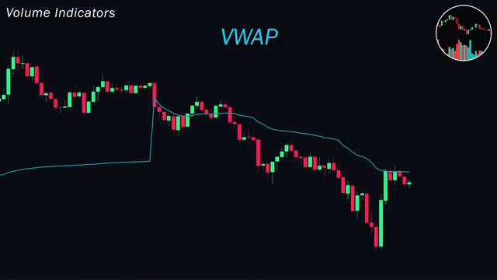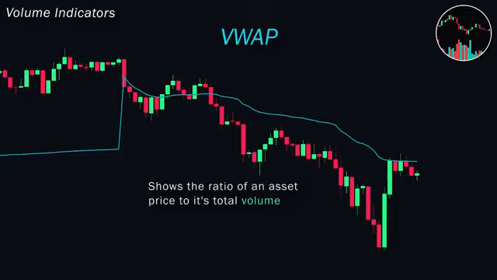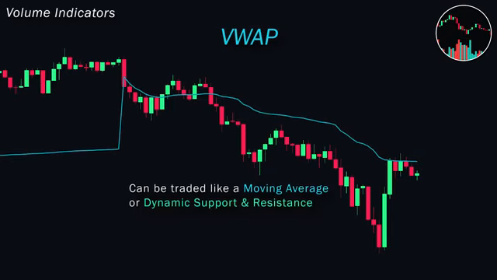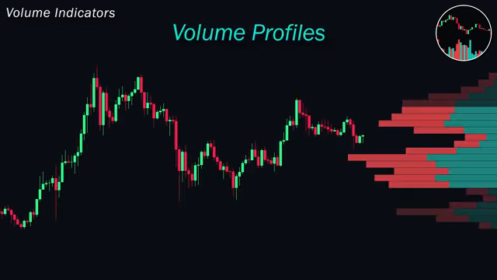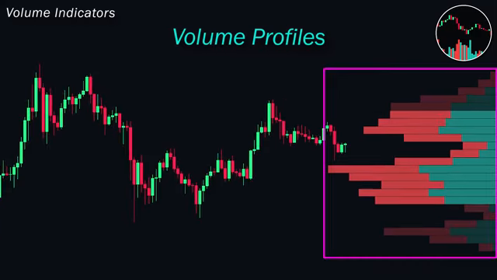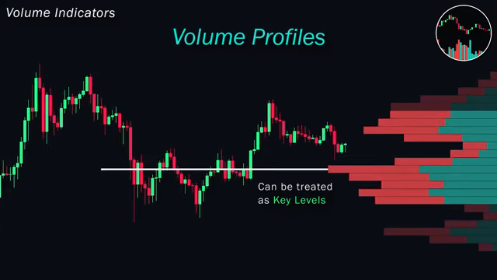Volume weighted average price, which shows the ratio of an asset's price to its total volume. It can be traded like a moving average or as a dynamic support and resistance. Volume profiles. It displays volume bars horizontally, which can be treated as key levels for potential entry positions.